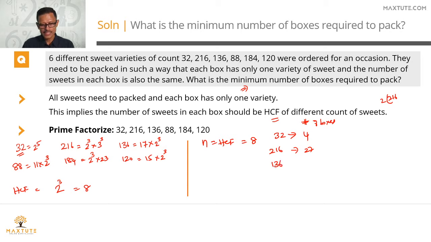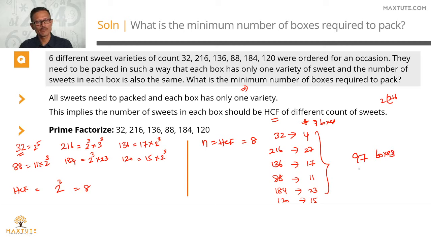136 is equal to 8 times 17. 8 sweets go into it. How many boxes do I require? I require 17 boxes. 88, 8 sweets in a box, will leave us with 11. We'll require 11 boxes. 184, we will require 23 boxes. And 120, we'll require 15 boxes. Add all these 6 numbers. We have the answer. 31 plus 17, 48 plus 11, 59 plus 23, 82 plus 15. 97 boxes is what we'll require. The minimum number of boxes required to satisfy all of this is 97.